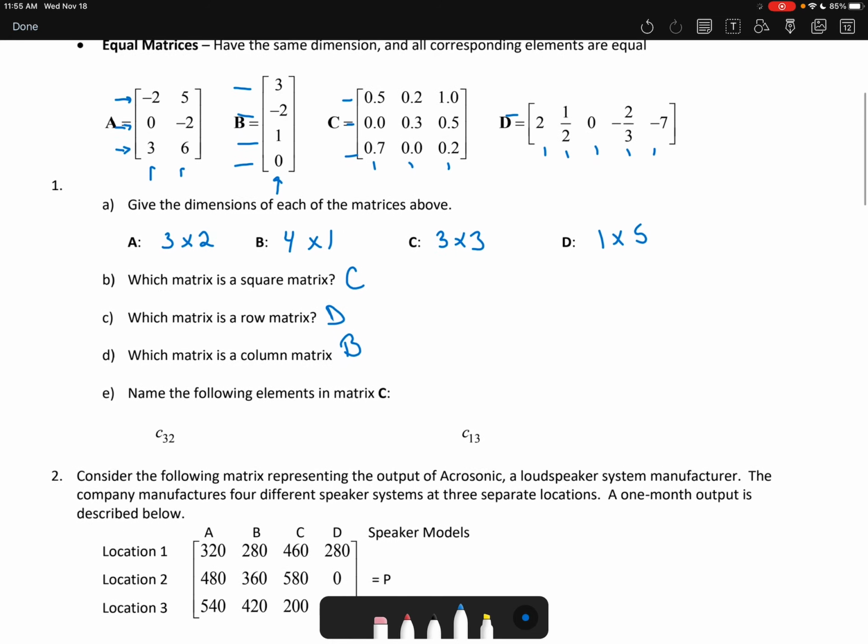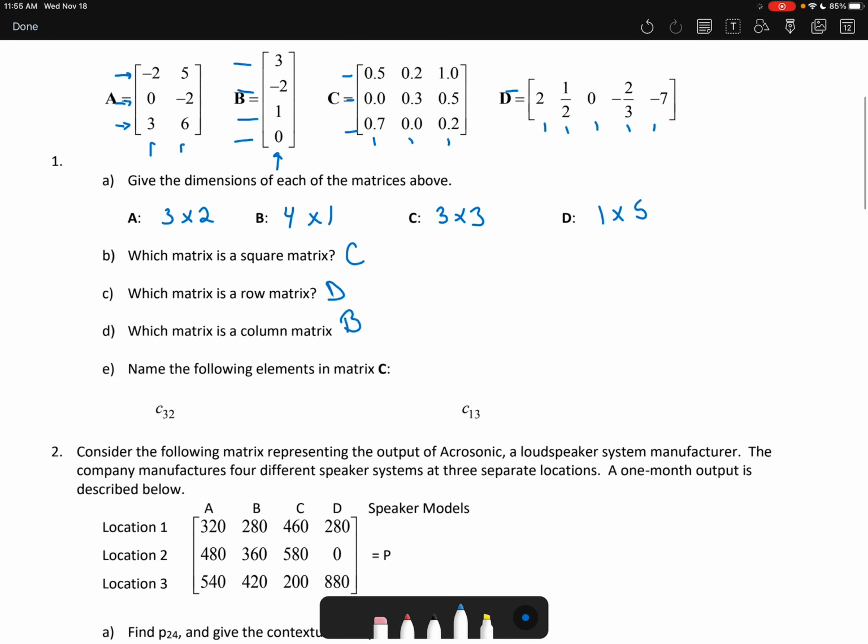And now let's practice naming some elements. So notice these are for matrix C. Whenever you're working inside of a matrix, the capital letter will denote the name of the matrix, and then a lowercase letter will be talking about the elements inside of that matrix. So if I were talking about matrix A, I would use little a's here for elements. If I was talking about matrix B, I would be using lowercase b's. So these are lowercase c's.